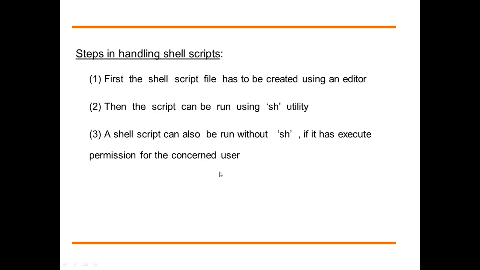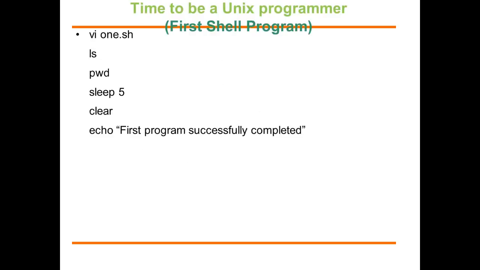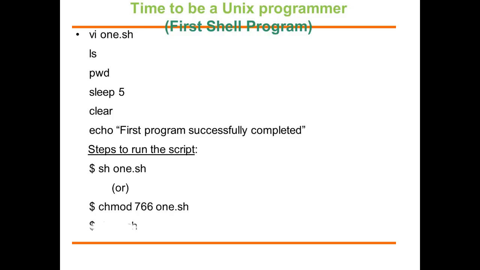All right, so let's look at the first program. Like I said in the previous slide, Unix shell scripting is nothing but a batch of Unix commands. That's it. Here I have five different commands altogether: ls, pwd, sleep 5, clear, and echo. There is no relation or dependency between one command and another. So this is our first program, maybe the hello world program.